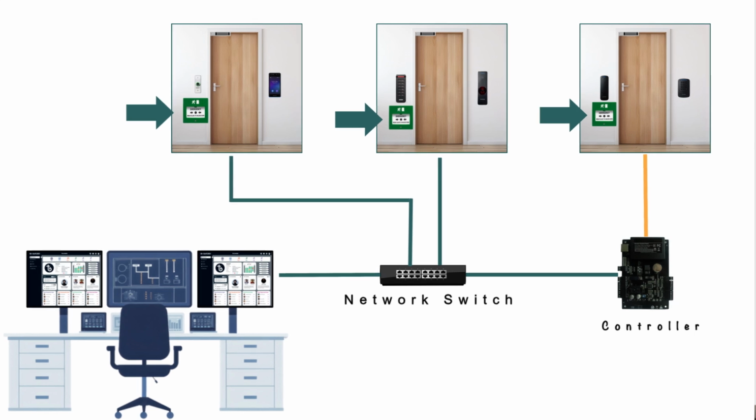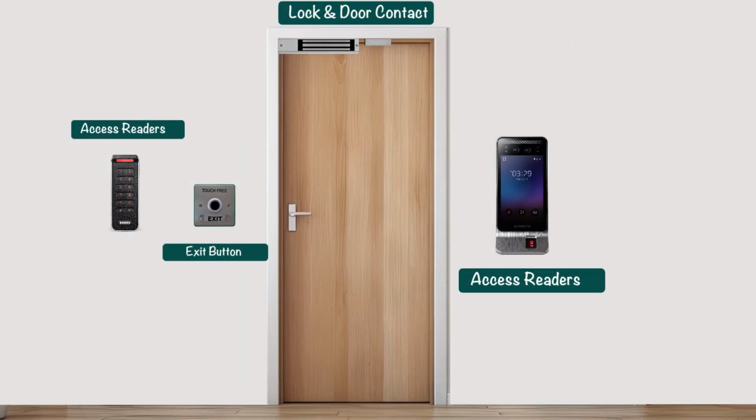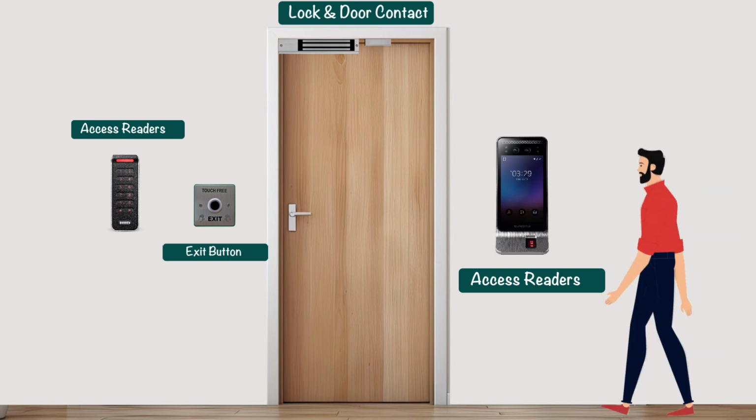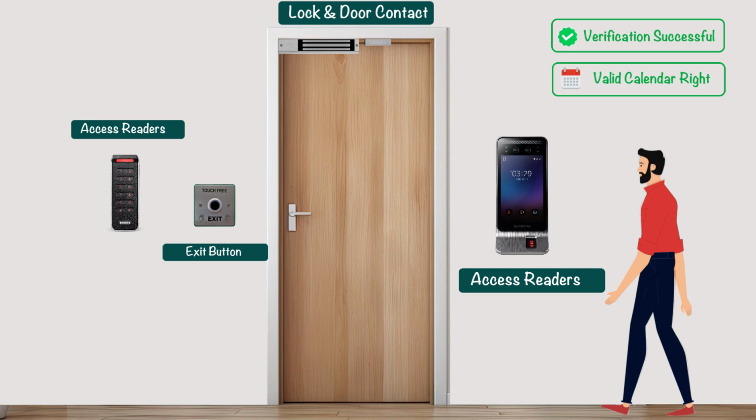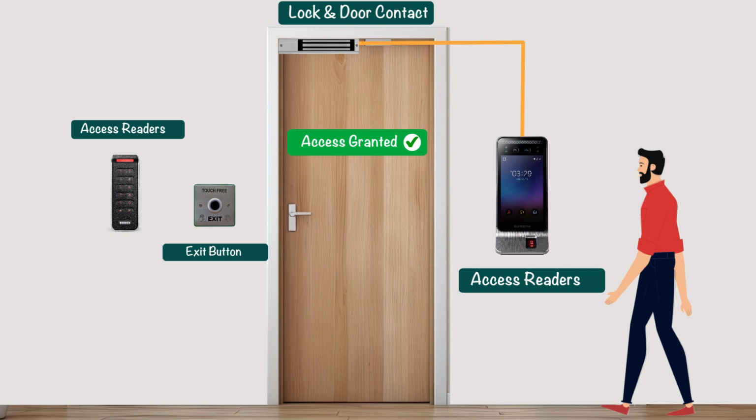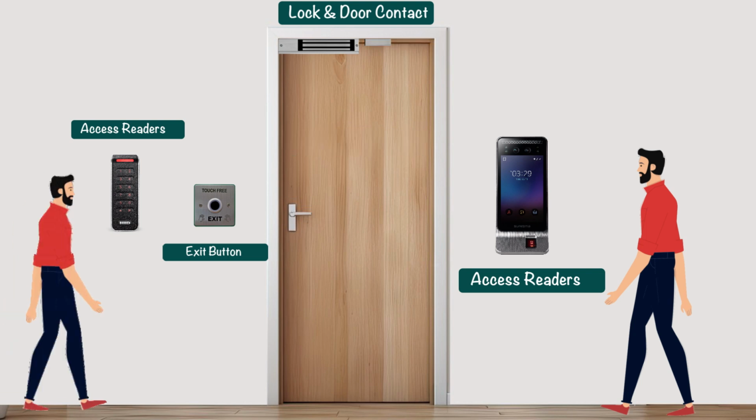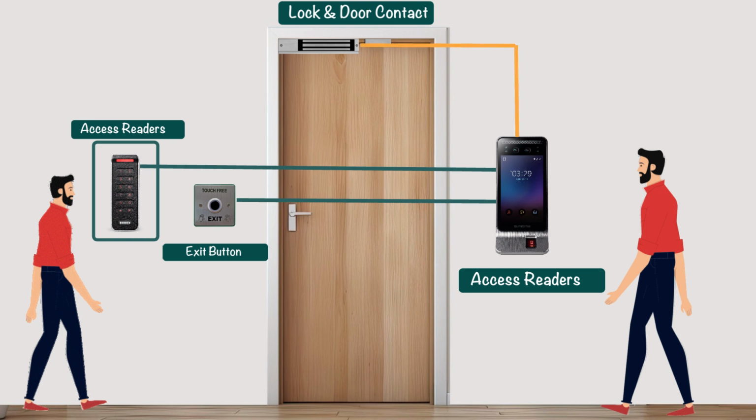Now let's quickly summarize how all this access system works. When a user approaches the door, they present their credentials. It can be a face, finger, card, PIN, QR, anything. And if the verification is successful and they have the necessary schedule right, a signal is sent to the lock to disengage, allowing the access. For exiting, it depends on the setup. The user can either press an exit button, or if there is a reader installed, the user can present their credential again to unlock the door.